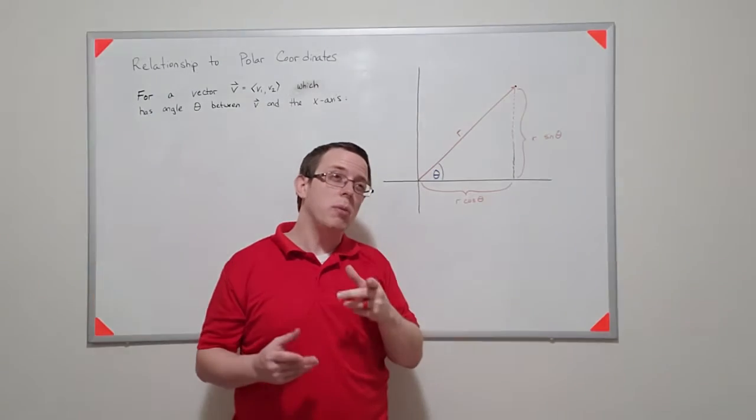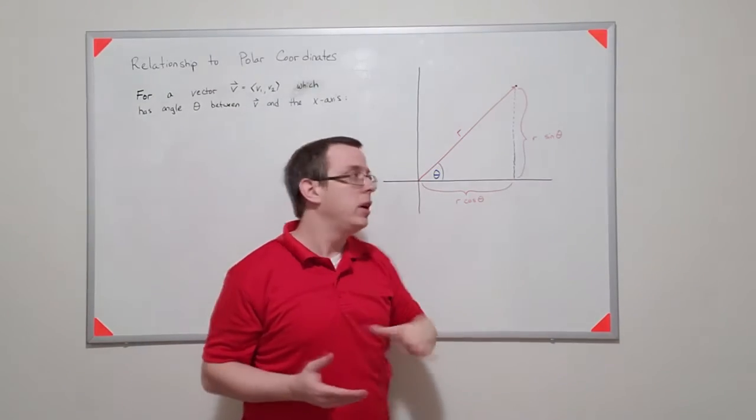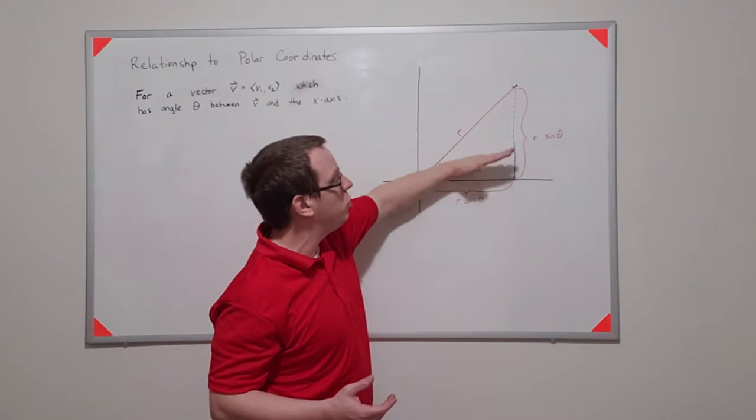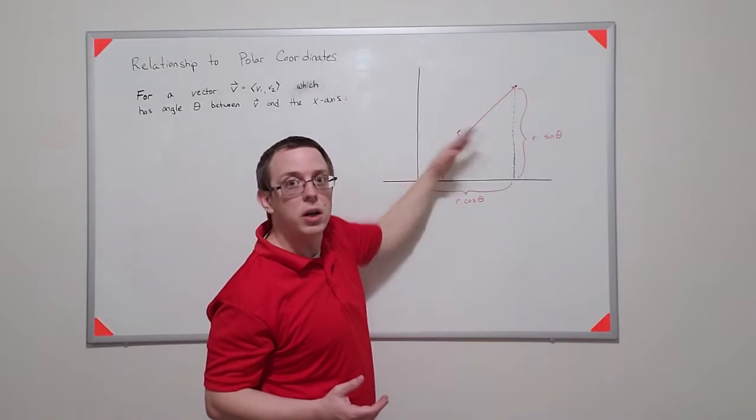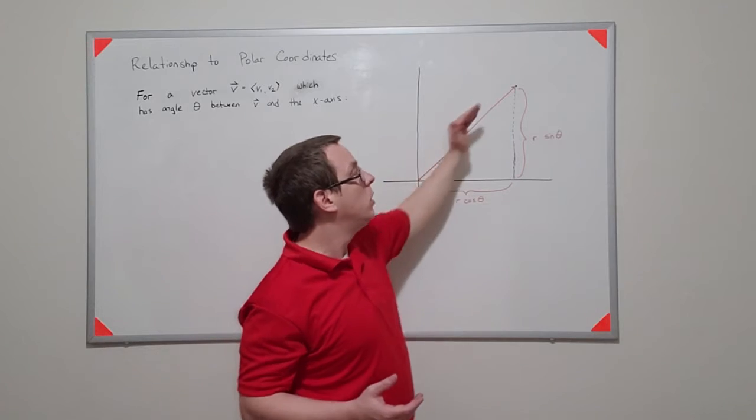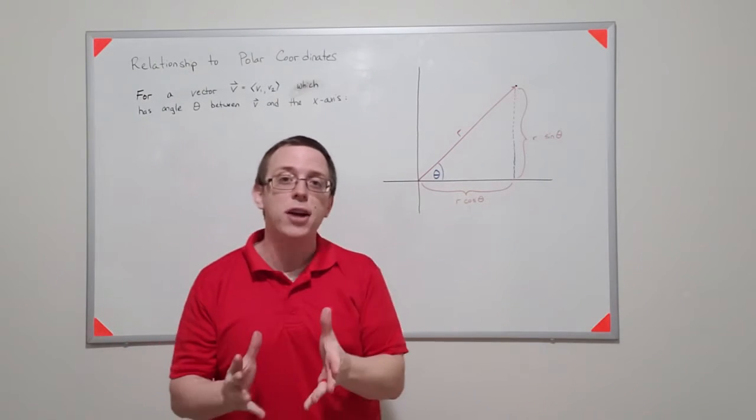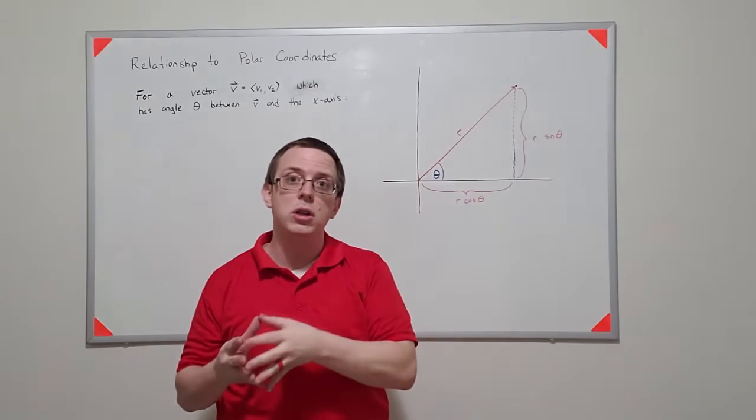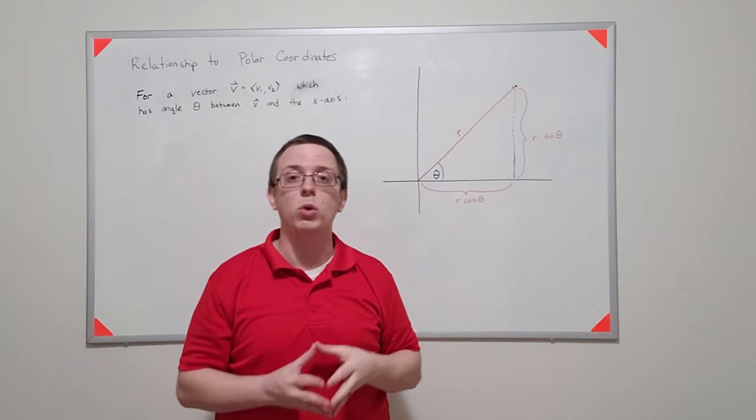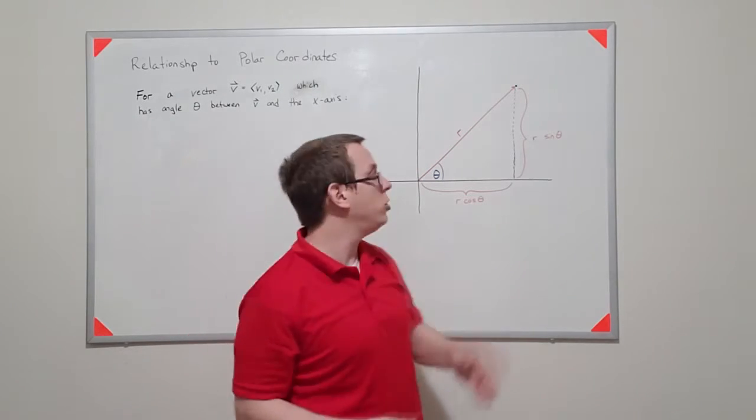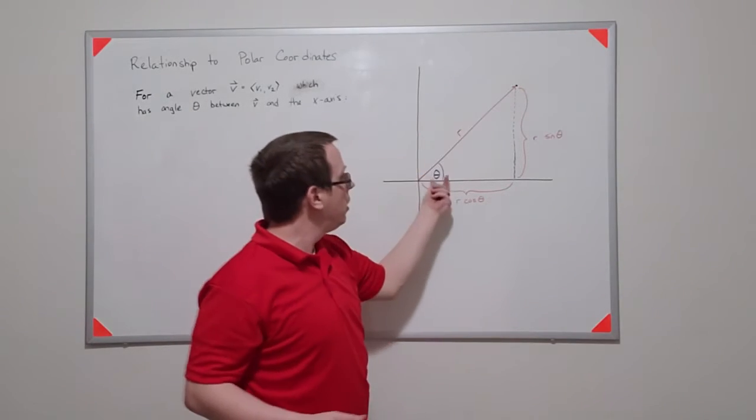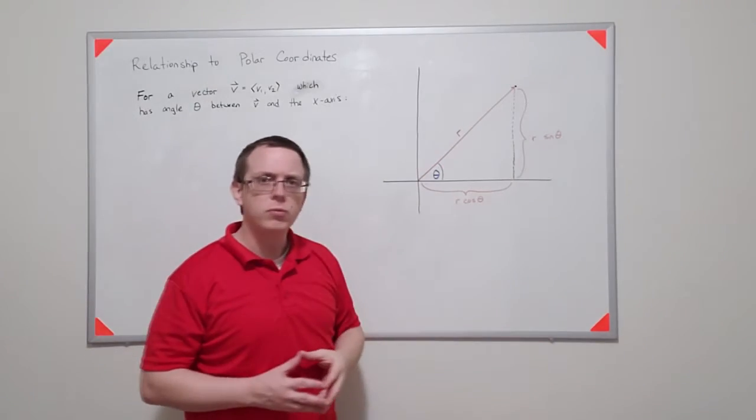So if you think about it, theta tells you the direction that you go in, and r tells you the length or the magnitude that it takes to get there. So it's natural that vectors are related to this polar coordinate representation, right? Because you have a magnitude and a direction.